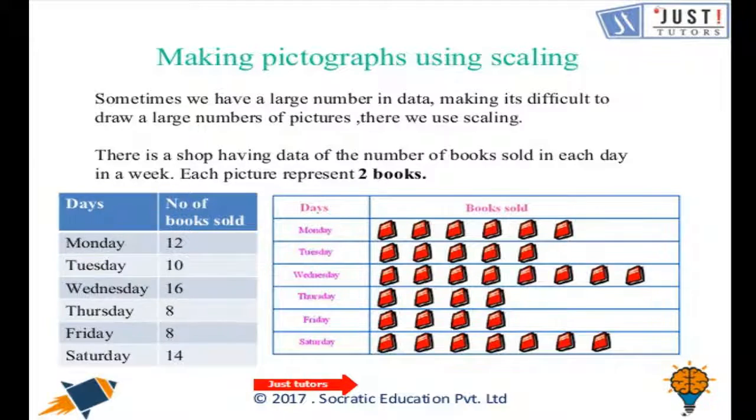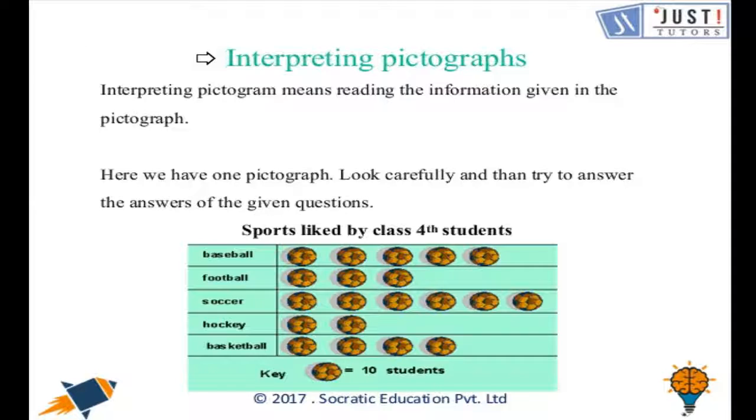Let us move ahead and learn how to interpret pictographs. Interpreting pictographs means reading the information given in the pictograph. Here we have one pictograph. Look at it carefully and we have questions based on this pictograph. We'll have a look at the pictograph and then we'll go to the questions. So as you can see, baseball, there are 5 balls drawn, 5 objects. Football, 3 objects. And here is a key at the end.